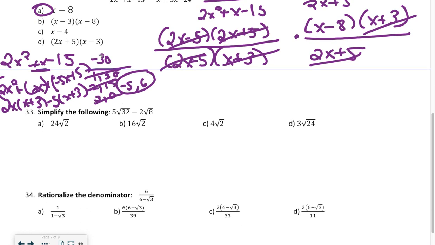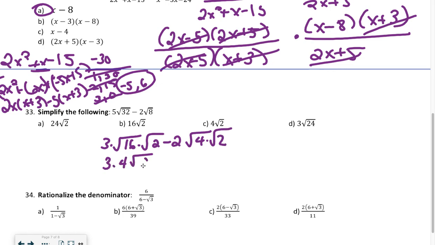The largest perfect square that is divisible into 32 would be 16. The largest square divisible into the square root of 8 is 4. This is 3 times 4 radical 2, which is 12 radical 2. This is 2 times 2 radical 2, which is minus 4 radical 2.